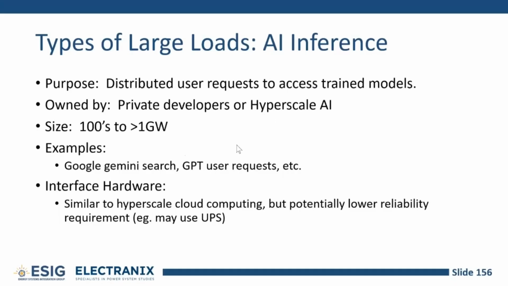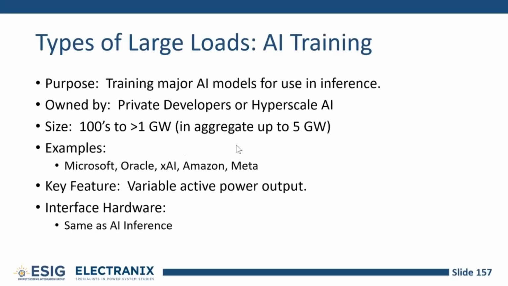Okay. Then we go to AI training, and this could be exactly the same facility as the AI inference. So it's the same hardware, the same sizes, the same owners, but now they have this special feature, which is a variable active power output, which is what we've all been sort of concerned about and we'll be talking about a lot today.